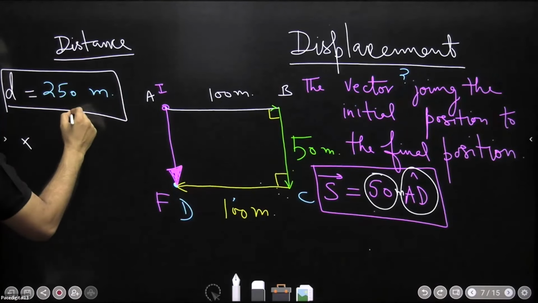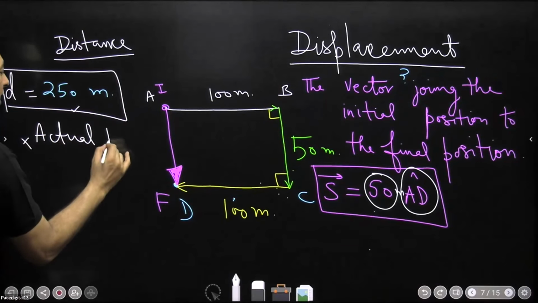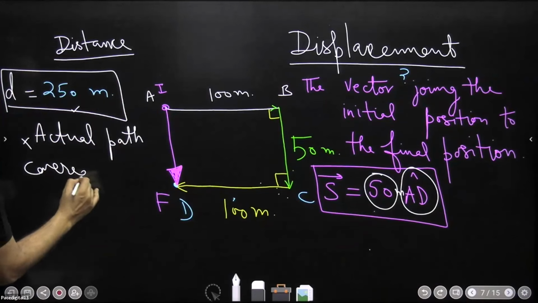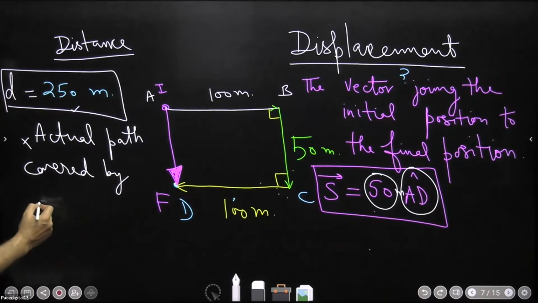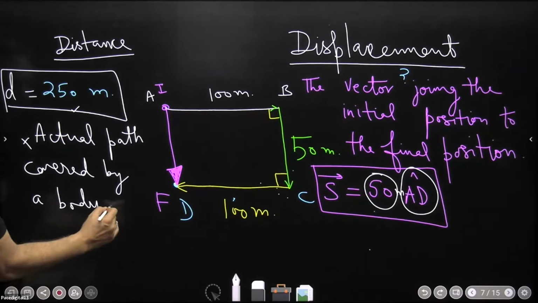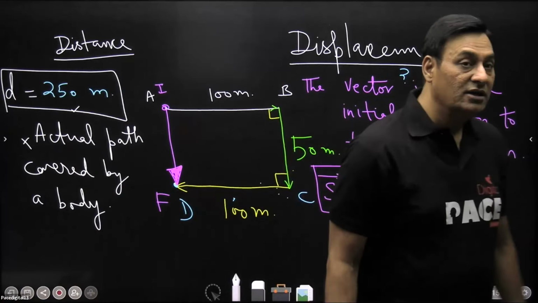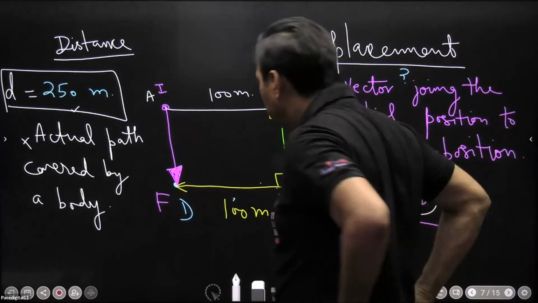Please note it down. It is just a scalar. The actual path covered by a body is called distance moved by a body. Now, if you have understood the difference between distance and displacement, it will be easy for you to answer my next question.